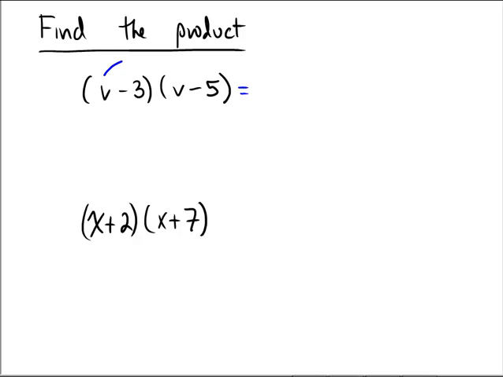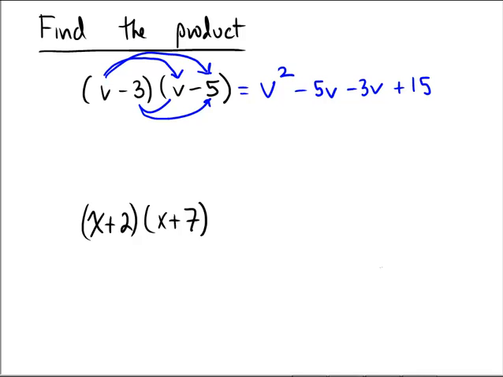One of them is going to be the v multiplied by the v. So v times v, of course, is v squared. The next is the v multiplied against the 5, which is being subtracted here, so you have a minus 5v. Then there's a minus 3 times a v, and when you multiply those together, you get a minus 3v. And finally, there is the minus 3 times the minus 5, and since a negative times a negative is positive, that's going to be plus 15.